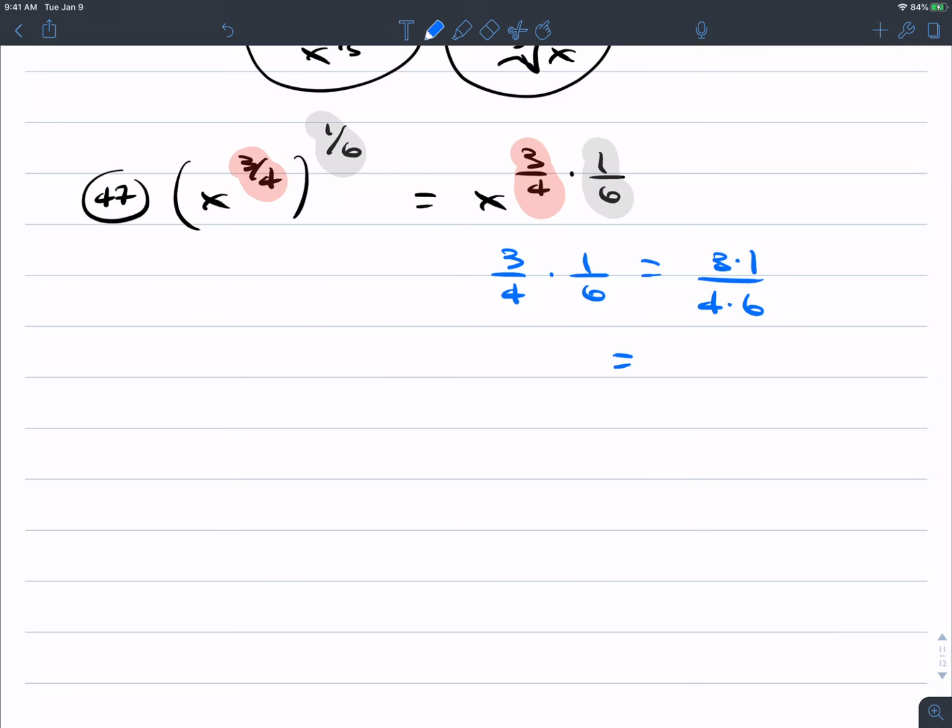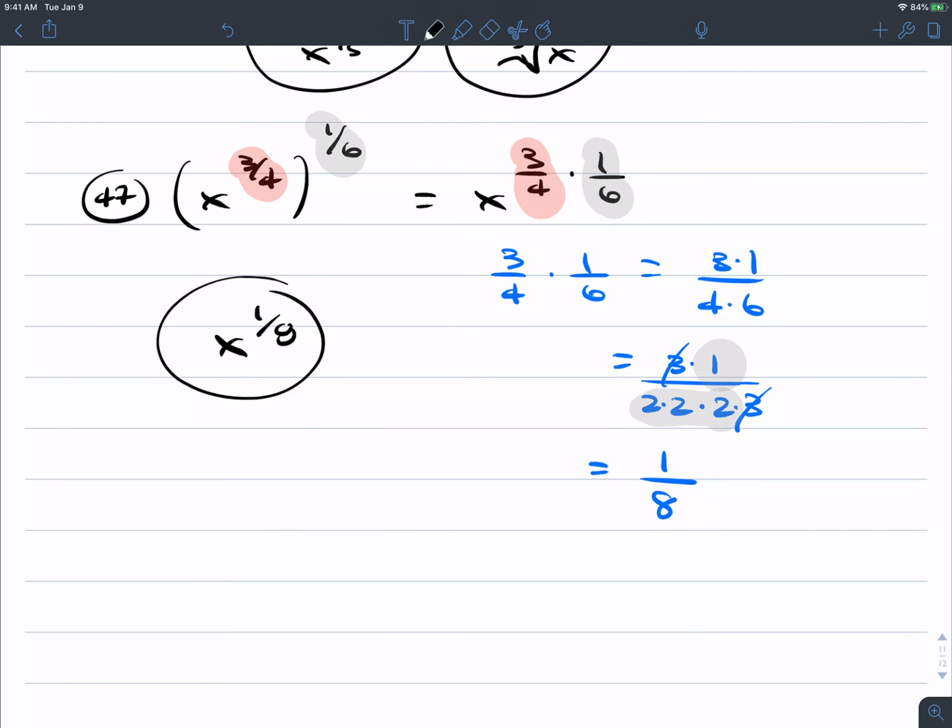At this point, we could use factor trees. Break 4 down as 2 times 2. Break 6 down as 2 times 3, so we can see what cancels, and in this case, only the 3's go away. So we're left with 2 times 2 times 2 on the bottom, and then 1 on top. So this is 1 over 8. x to the 1/8 as a positive power, or as a radical, the 8th root of x.